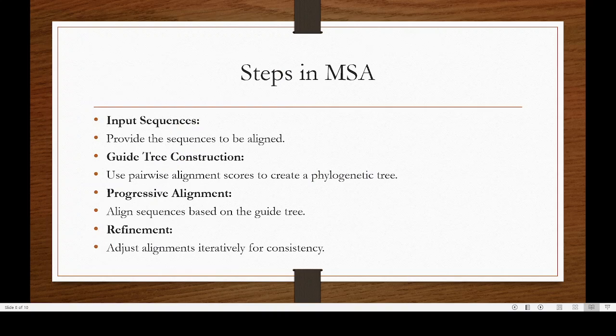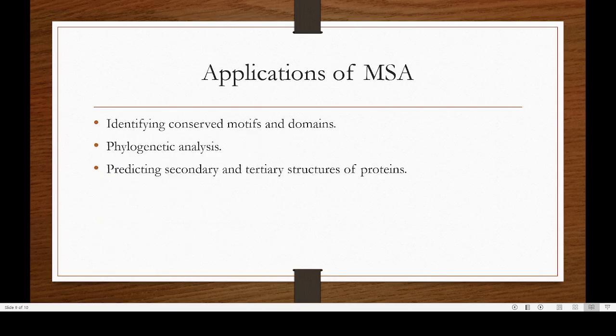See how this multiple sequence alignment is actually done. Different steps are there. We have to input the sequence. We have to construct a tree, using pairwise alignment to create a phylogenetic tree. Then we will be using progressive alignment. Then we will also be refining the alignment based on the consistency. So this is an idea regarding how it is done, because you don't need to study deeper into the process of multiple sequence alignment. You just want to know what the applications are and how this process is actually done.